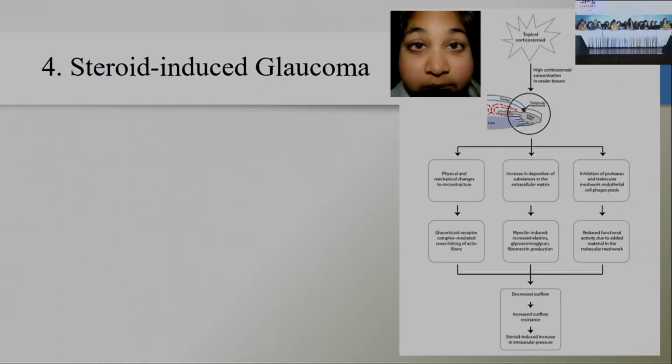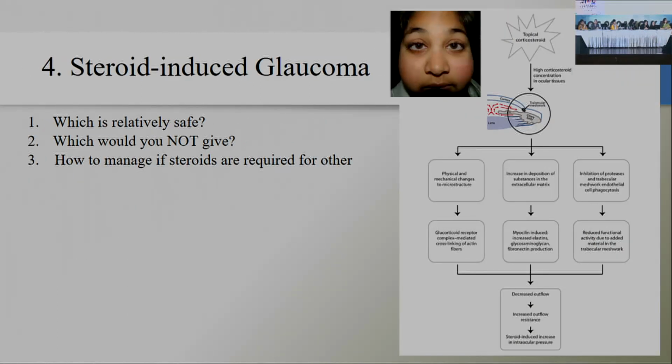Okay. So steroid induced is the last. I think we've touched on which is relatively safe and which we would not give in children. Which is a safe steroid? If somebody has VKC, the cornea guys would say we need to give steroids. Lotipred versus FML versus anything? I think Lotipred is okay. And that is unsafe, but if you don't have it, well, what?